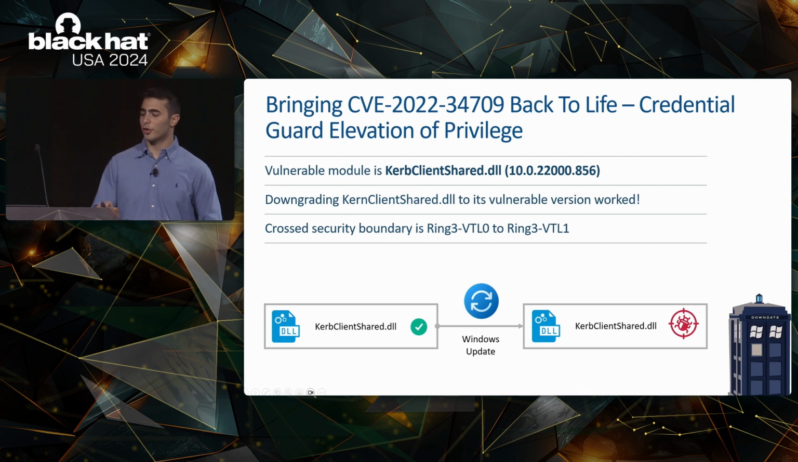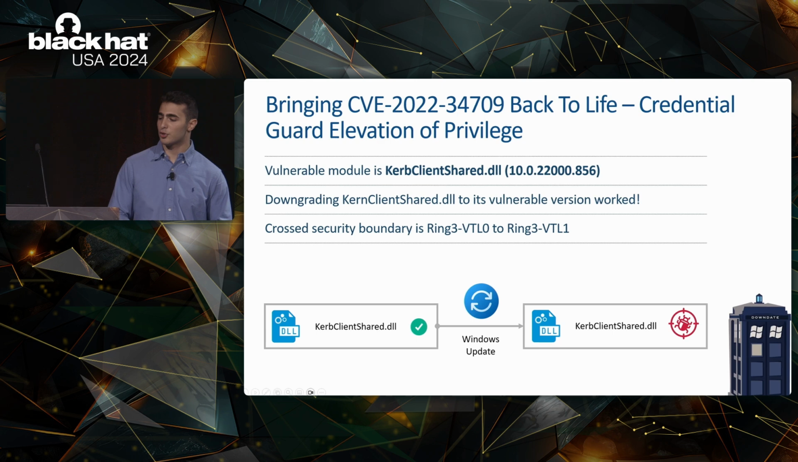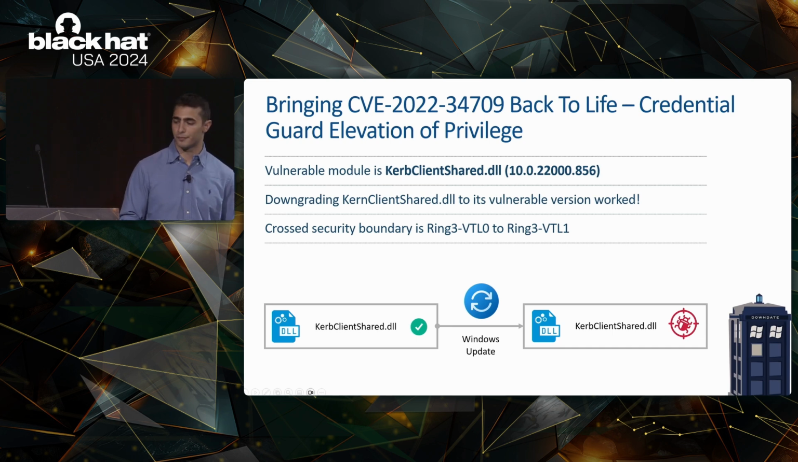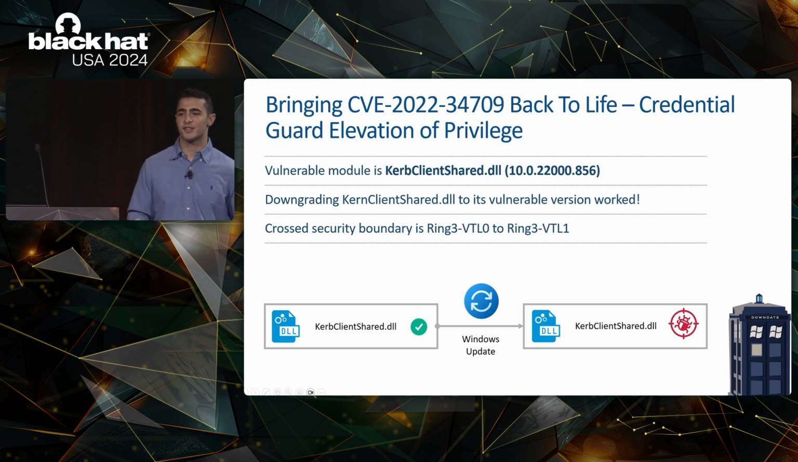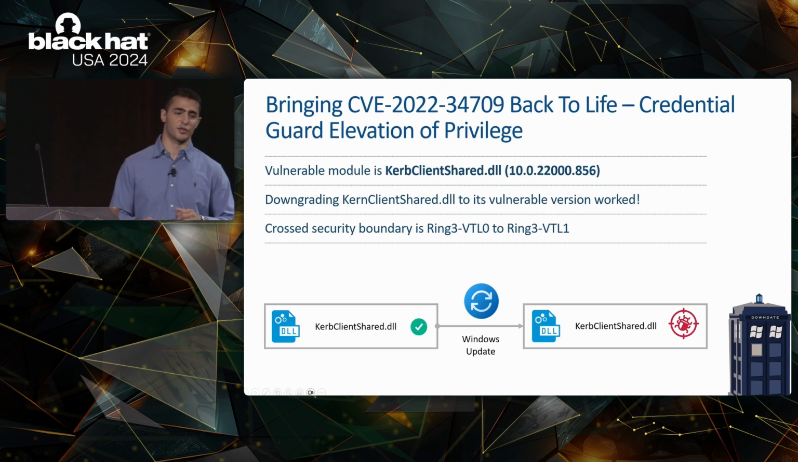I decided to target the downgrade with CVE 2022-34709, which is a fixed elevation of privilege in Credential Guard. I found both the vulnerable module, which is curl shared, and the vulnerable version of it, and downgrading the vulnerable module using the Windows Update takeover worked well on a fully patched machine. And this allowed escalating privileges from ring 3 VTL0 to ring 3 VTL1, compromising Credential Guard and all of the secrets it protects. There was no downgrade detection on VTL1 isolated user mode.